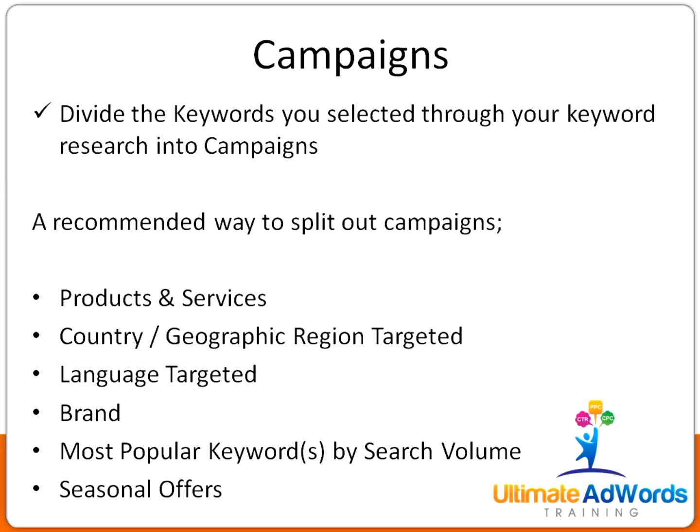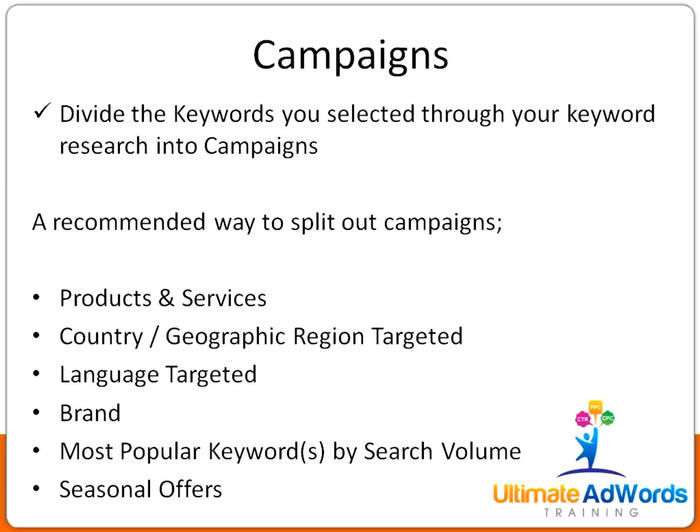So our examples here, you might break down your campaigns by certain products and services, or it might be broken down by the locations in which you're targeting those particular campaigns, the language that you're targeting. It might be because it's for your brand terms. Also remarketing should be on that list as well, the most popular keywords in terms of search volume, and also an offers campaign.